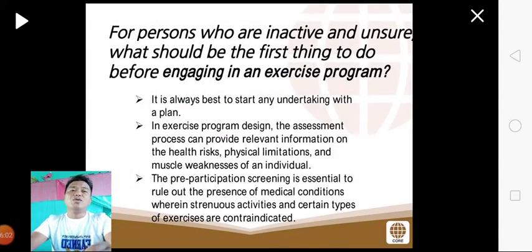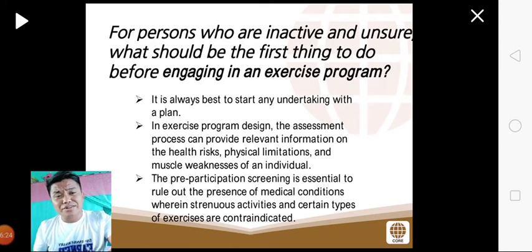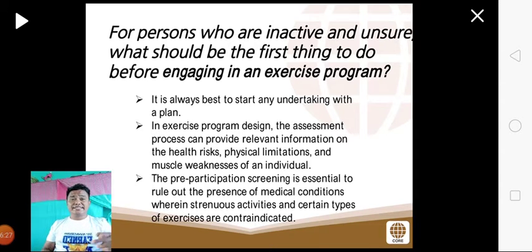For persons who are inactive and unsure, what should be the first thing to do before engaging in exercise? If you are not ready, don't engage in that exercise, because there is a tendency that you might get injured. It is always best to start with a plan. Plano sa una before ka masulod.